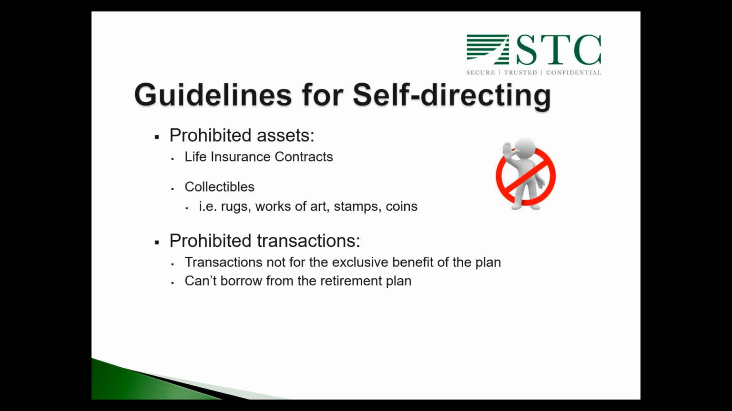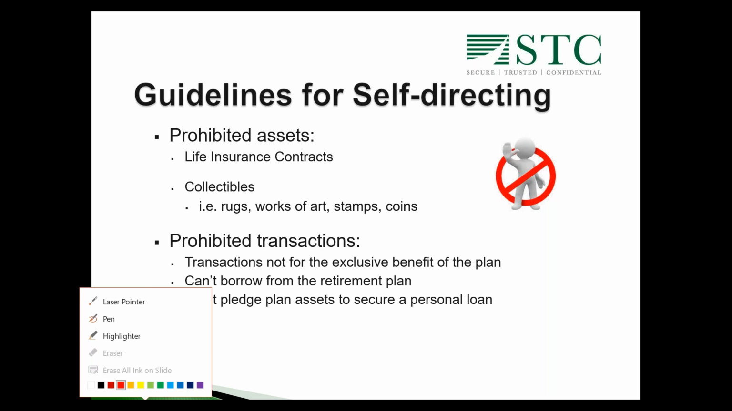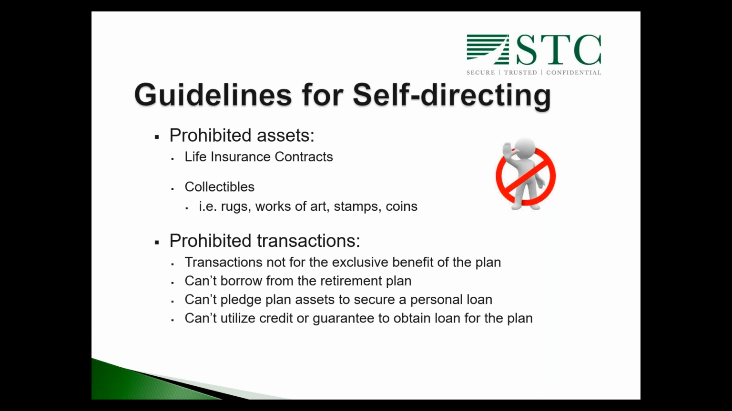You cannot personally borrow money from your retirement plan. You cannot pledge your plan assets to secure a personal loan. Now, I have seen some loan documents that request information about your retirement plan, and that's okay. They just cannot be security or collateral for that personal loan. You also cannot utilize your personal credit or guarantee to obtain a loan for your retirement plan.